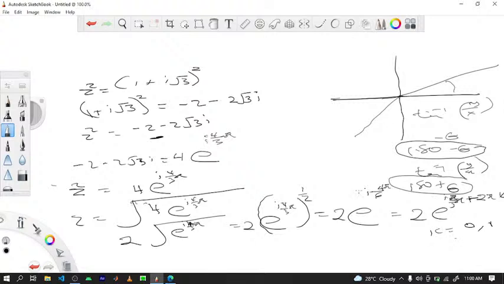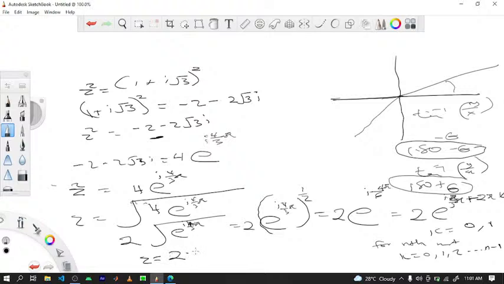If you are finding the nth root, k will be from 0 to n minus 1. So for the nth root, k is equal to 0, 1, 2, up to n minus 1. Because this is just a square root, it will be 0 and 1. So if we put that in, z becomes equal to 2.